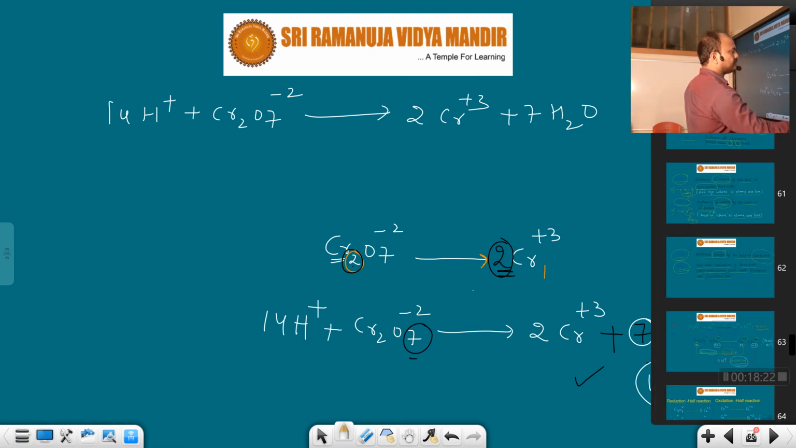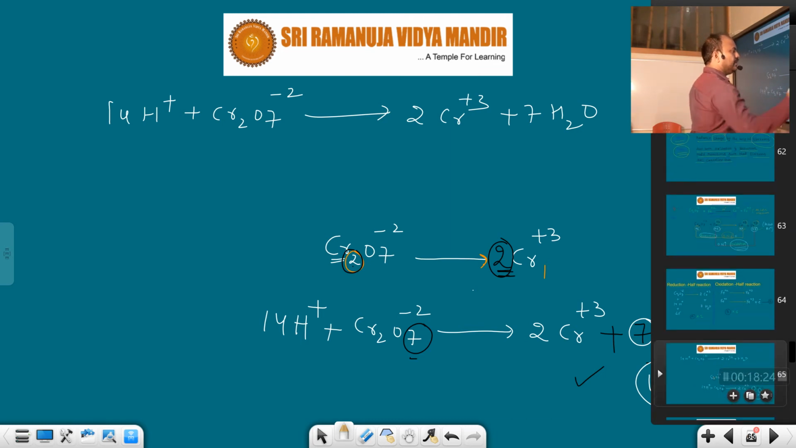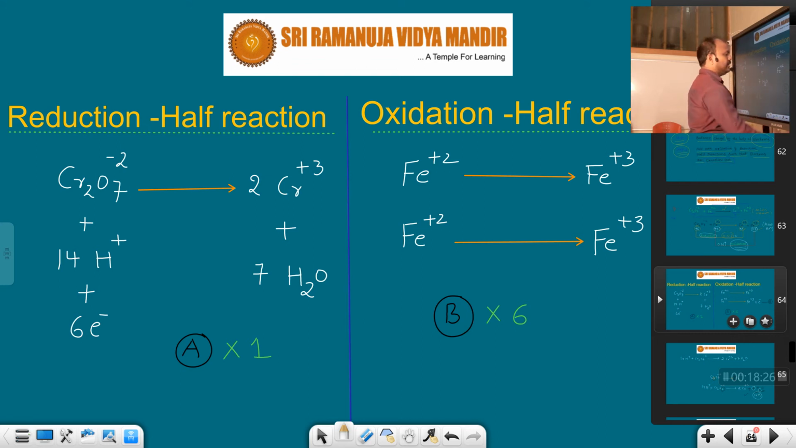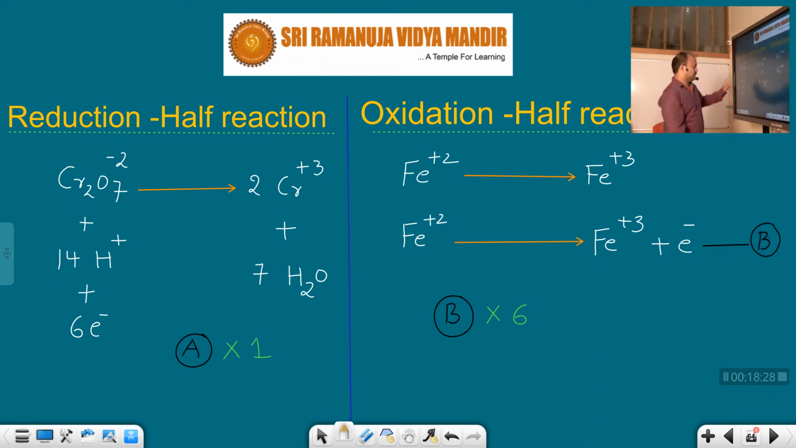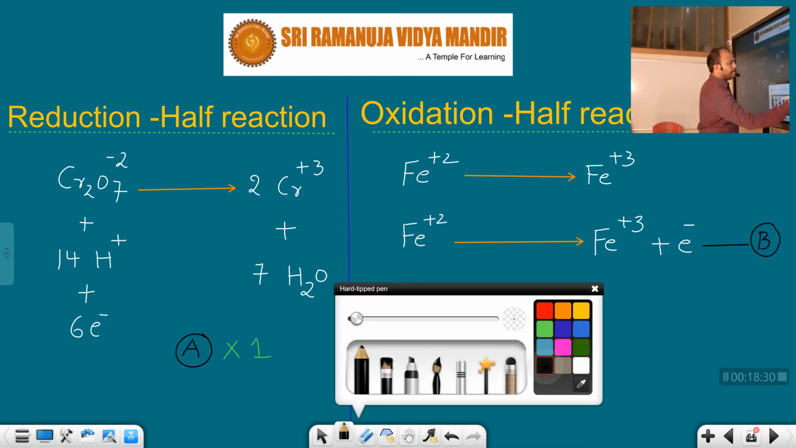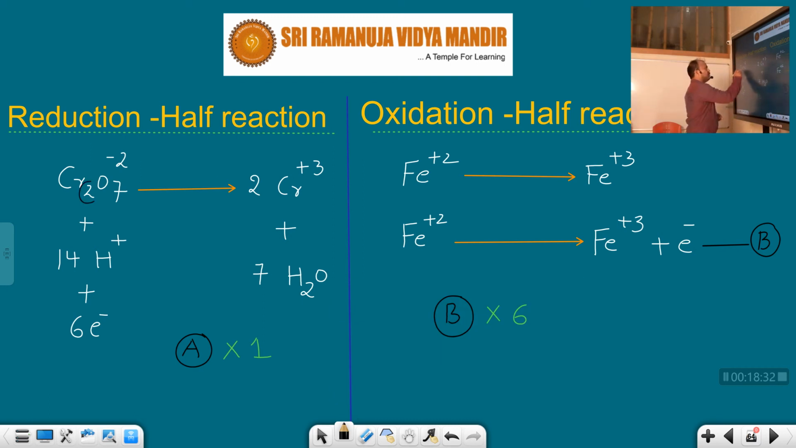Take a look here. Now I will explain that one very clearly. I had already explained this: here 2 chromiums will be there, so on the right-hand side we add 2 chromiums, because first of all the atoms are balanced except oxygen and hydrogen. How many oxygens are there? 7. So the right-hand side has a deficiency, and that's why I am adding 7 water molecules.